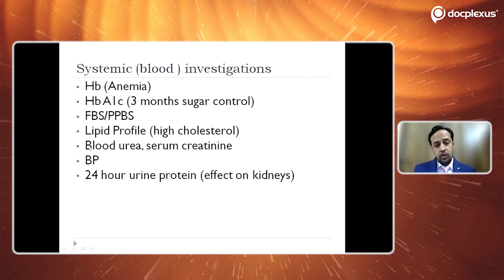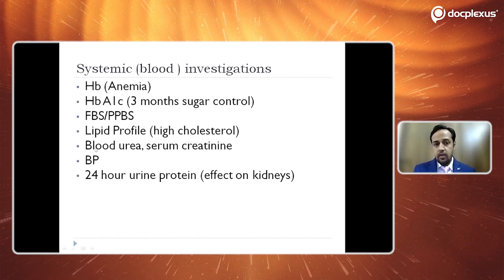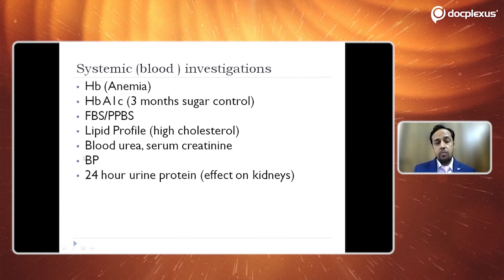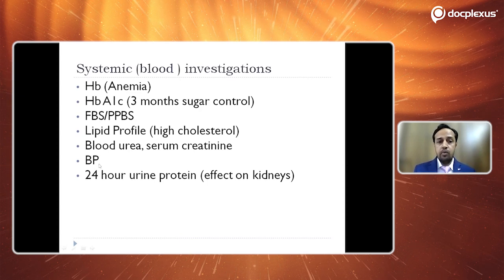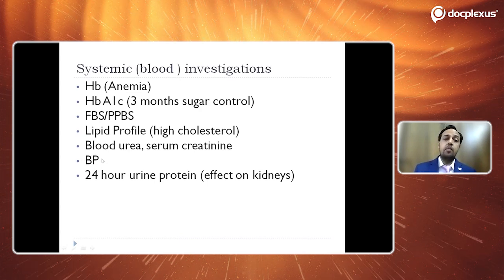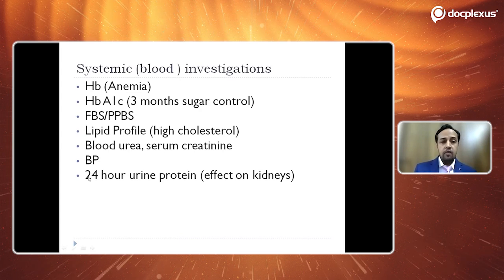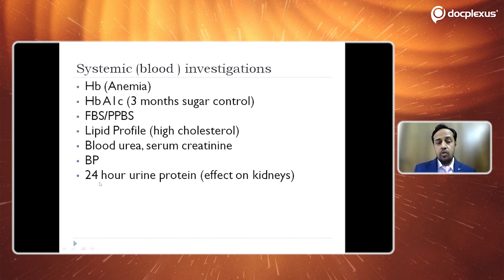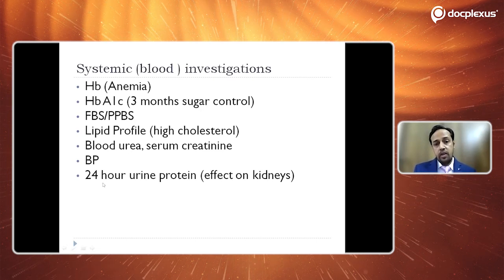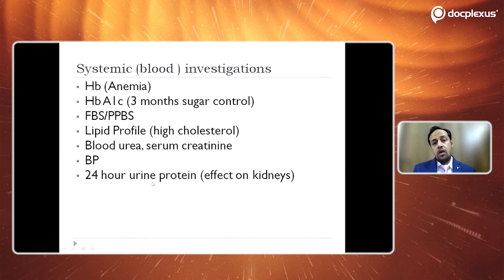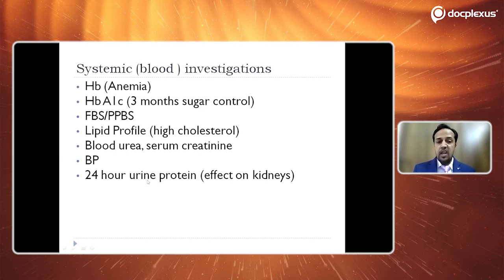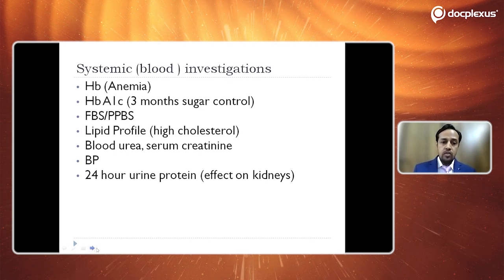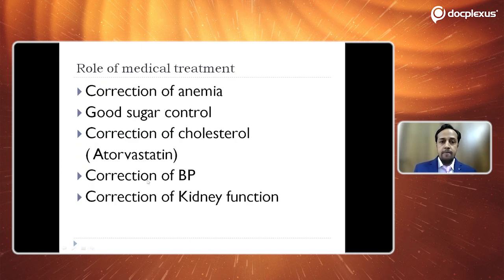The other things we order are blood urea, serum creatinine, and blood pressure. Again, the patients who have uncontrolled blood pressure are more prone to diabetic retinopathy, and more prone to develop bleeding if they have proliferative diabetic retinopathy. And what is important, blood urea and serum creatinine may be normal. So what we need to also order is 24-hour urinary protein, which tells us about early effects on the kidney. And if the patient has proteinuria, usually the macular edema is more severe in these patients. So all these investigations are very important.